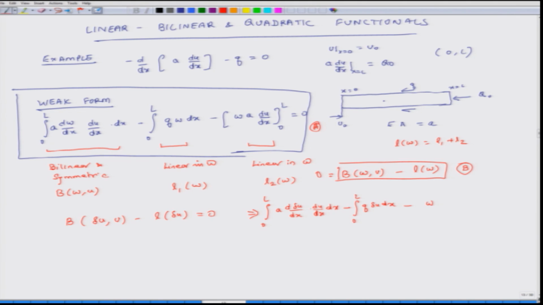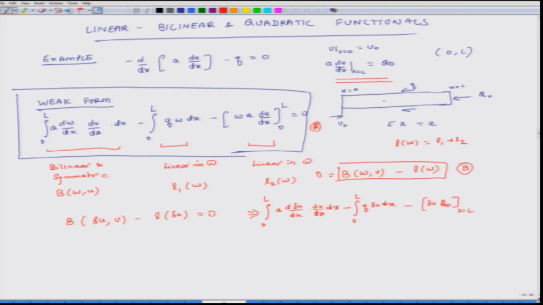So, A du dx at x is equal to L is defined as Q naught from this boundary condition. Okay. So, this I have to evaluate at x is equal to L, and since we said that W is nothing but variation in U, I will replace W by variation in U.